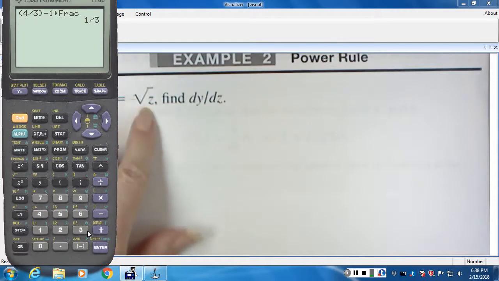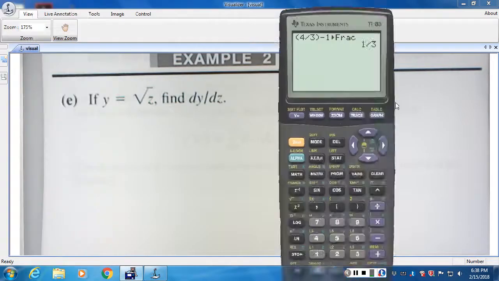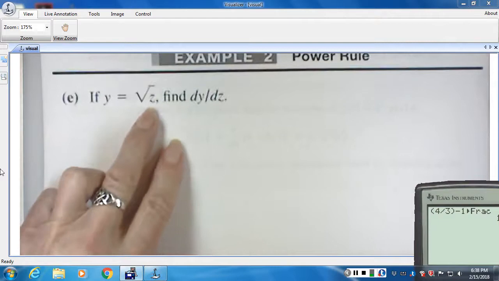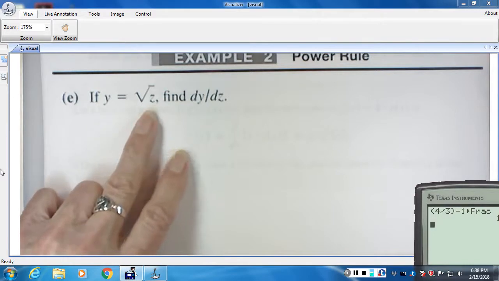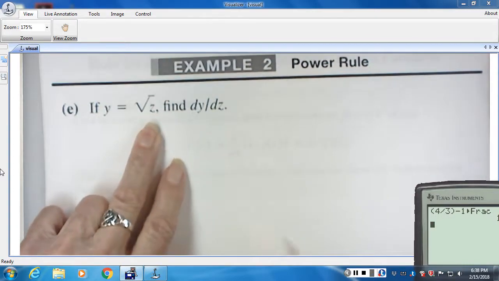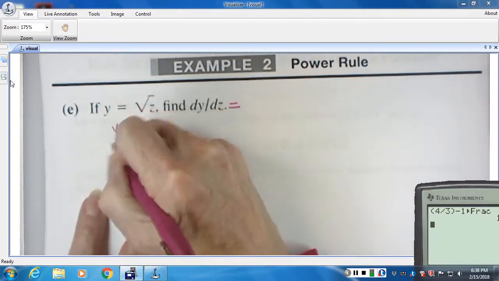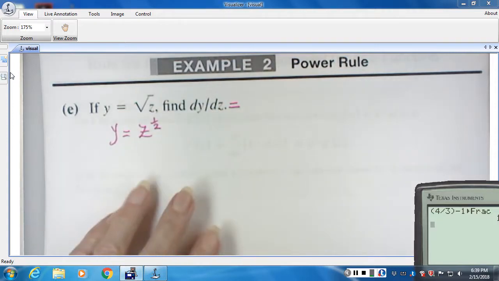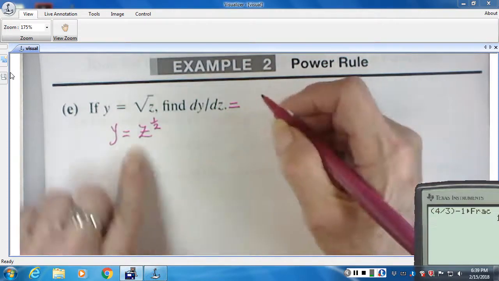Here again, I don't see a power. Not immediately. I have y equals the square root of z. The independent variable is z. I need to be able to write that square root as a power to be able to use the rule because I only have one rule right now. So dy over dz can't be found until I rewrite y as z to the 1/2 power, because the square root of z and z to the 1/2 power are the same thing. So then now I can find dy dz.